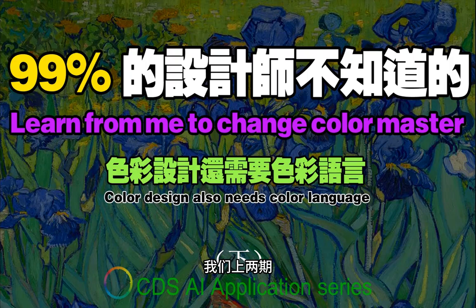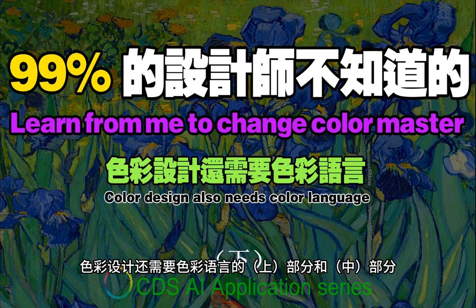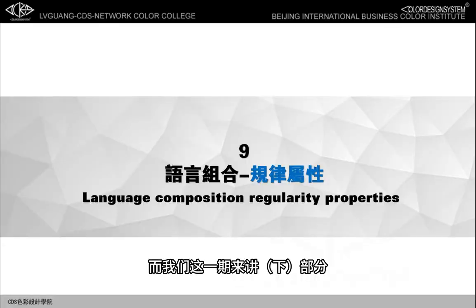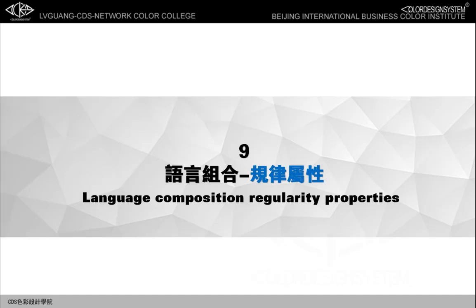In our last two issues, we talked about what 99% of designers don't know. Color design also requires the top and middle parts of the color language. Let's talk about the next part of this issue. We talked about the 1 to 8 regularities earlier. Its color is the main element of language composition. We now come to part 9.